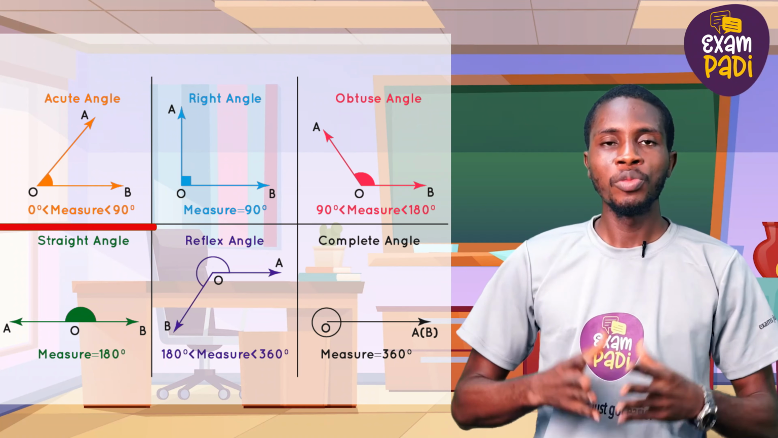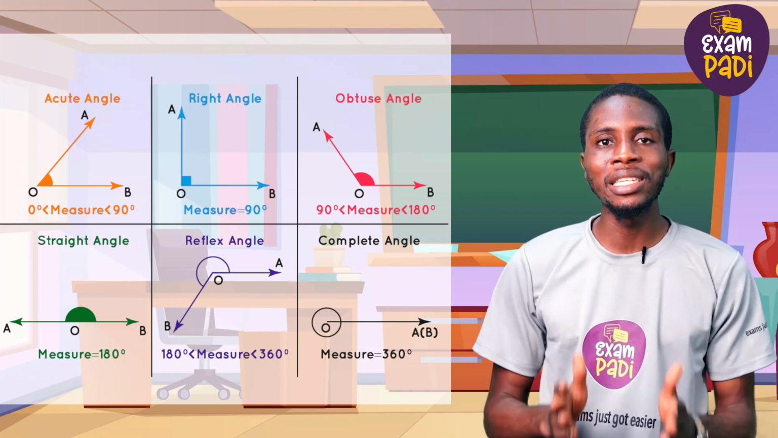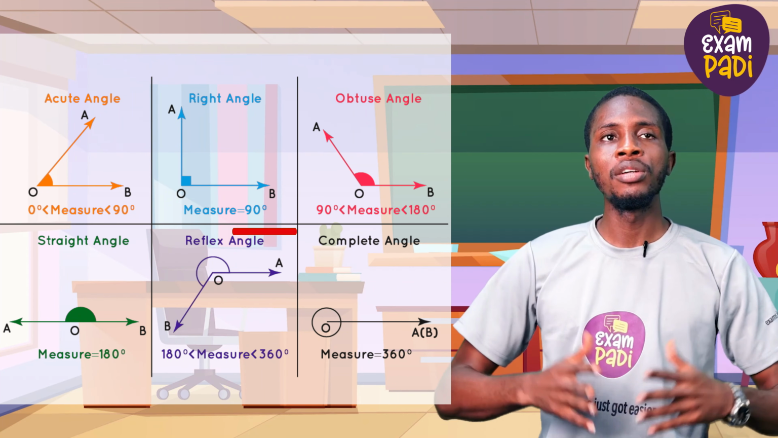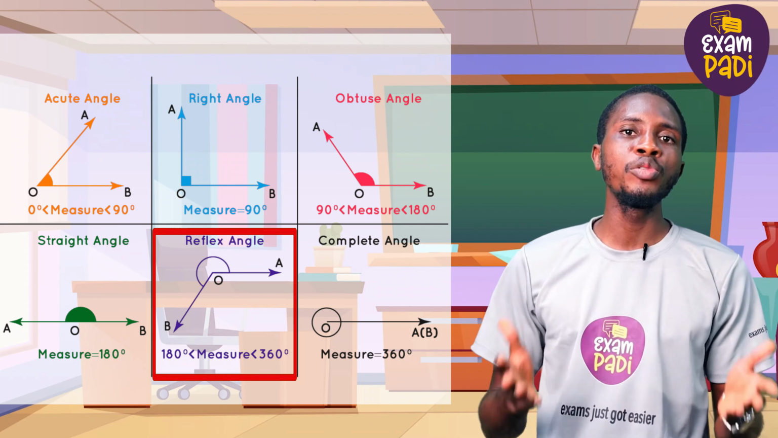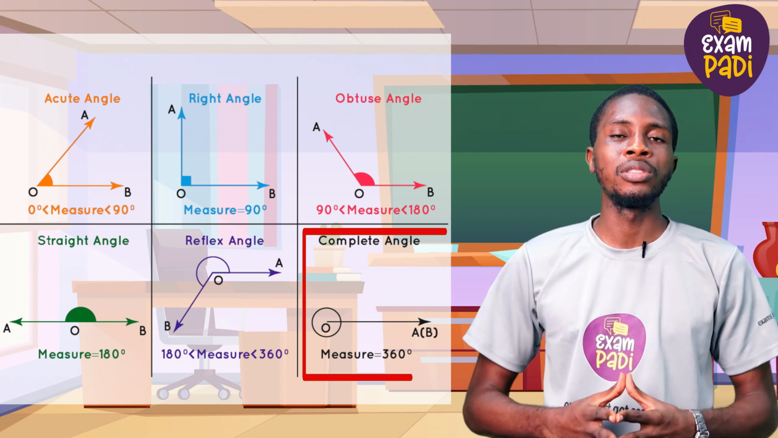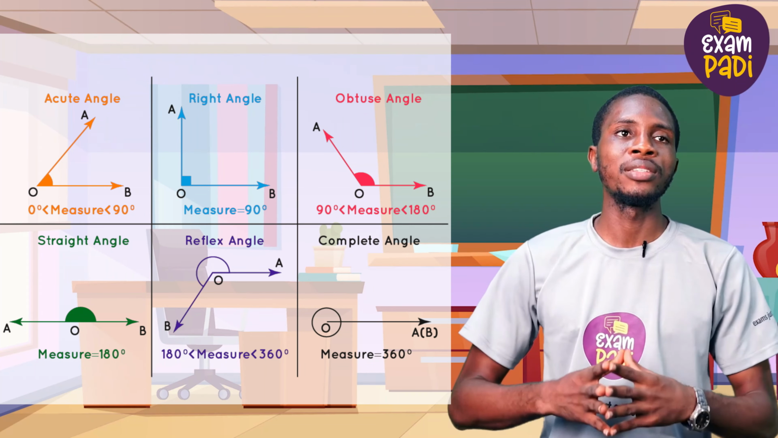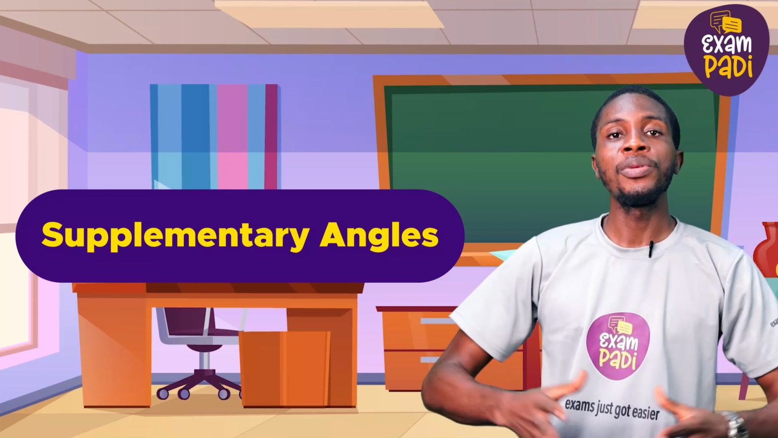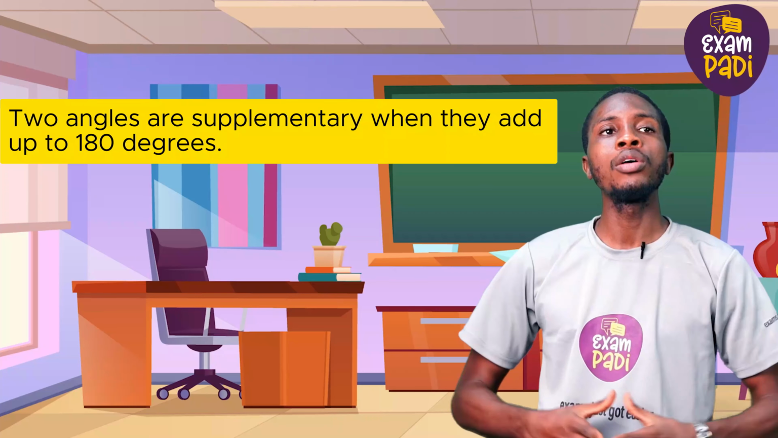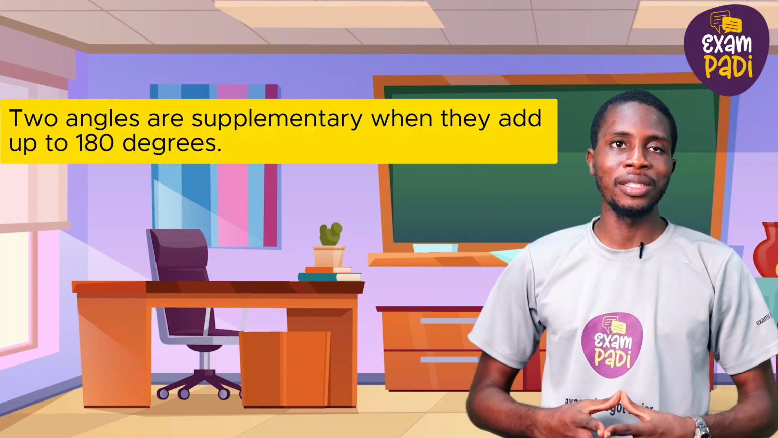Straight angle, which we can also call an angle on a straight line, is exactly 180 degrees. Reflex angle is an angle greater than 180 degrees, and full rotation, that is angle at a point, is exactly 360 degrees. Supplementary angles. Two angles are supplementary when they add up to 180 degrees.